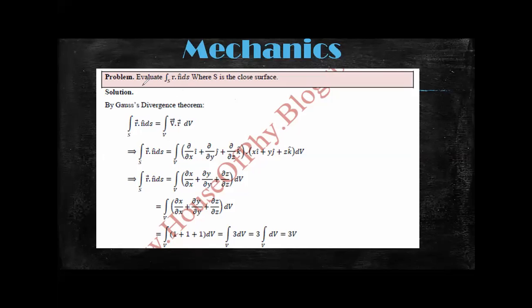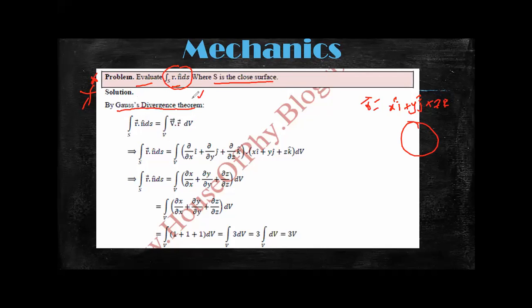One more question here, from the question paper. The question is: evaluate the integral of R dot n ds, where S is a closed surface. R is a vector, R equal to xi plus yj plus zk. You have to calculate this, and S should be your closed surface. You can apply the Gauss theorem for this problem, 4 marks.